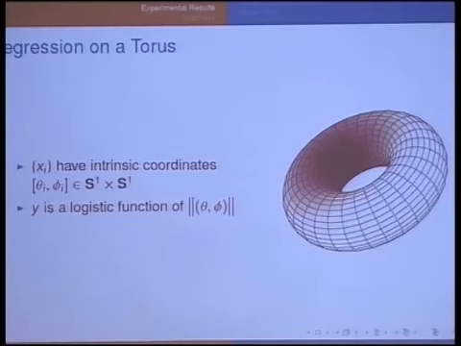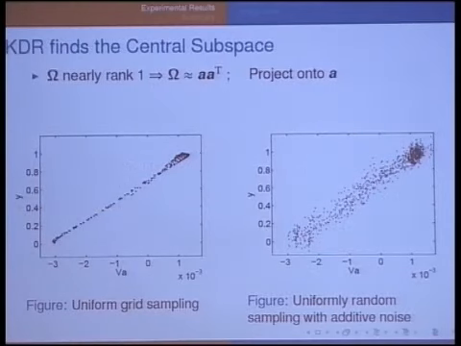So discover a representation of the torus which allows us to predict this y. That's what we're trying to discover. Okay, so this works. In this particular case, we do our optimization procedure and we get out a matrix omega, and you can numerically discover that its rank is essentially 1. And so they simply write it this way and project onto this vector direction A.